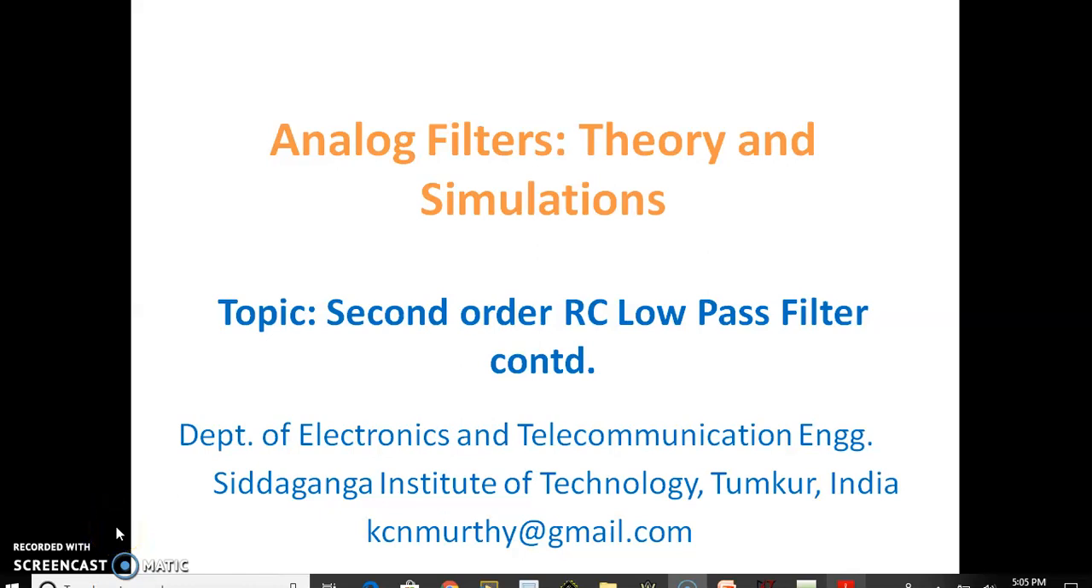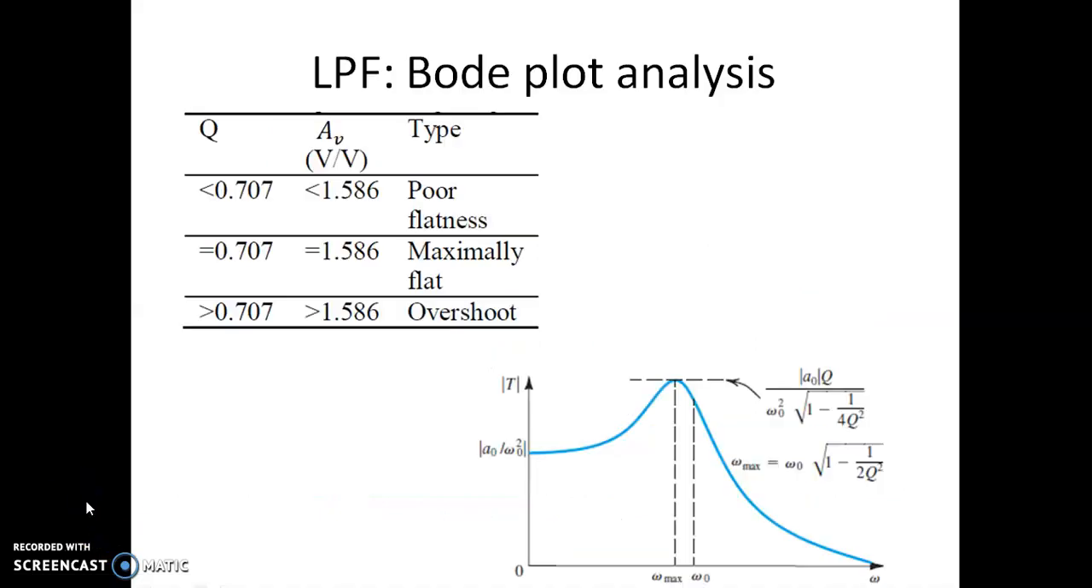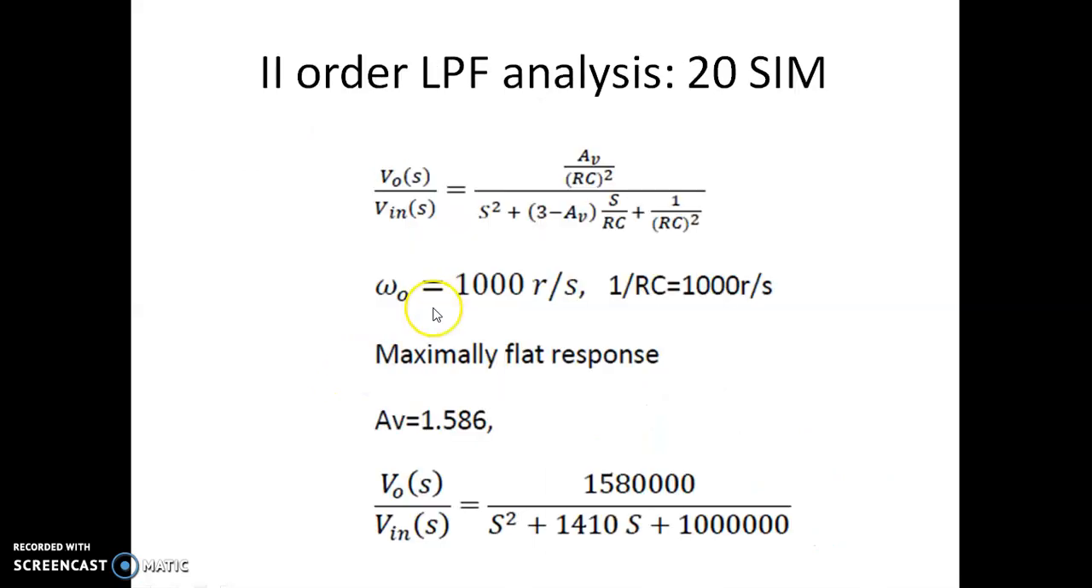Okay, welcome again to the second order RC low pass filter. Let us continue the discussion we had earlier in the previous video. We will change the gain of the entire circuit from 1.56 to a different gain, making it less than 1.56 and more than 1.56, and see the flatness and the overshoot response.